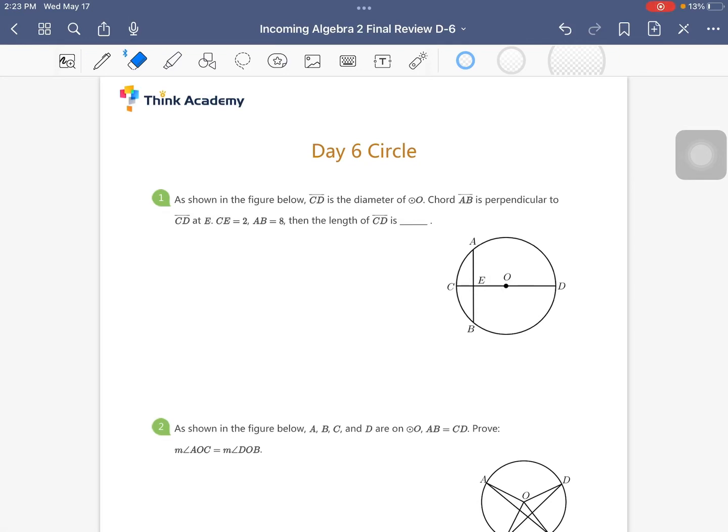Hi guys, welcome to today's daily challenge. So day 6, we review the knowledge of circles in geometry, and we have 8 questions in total.